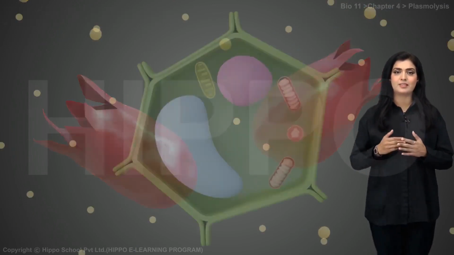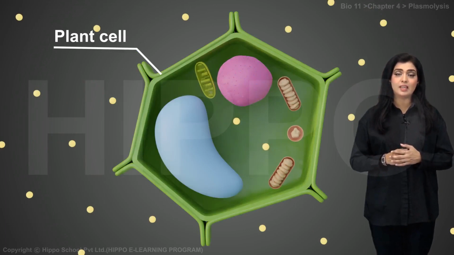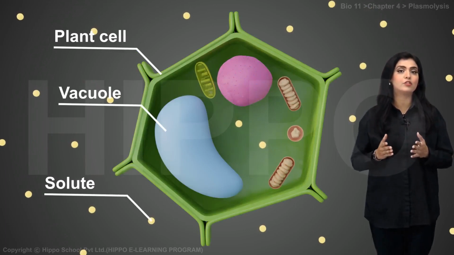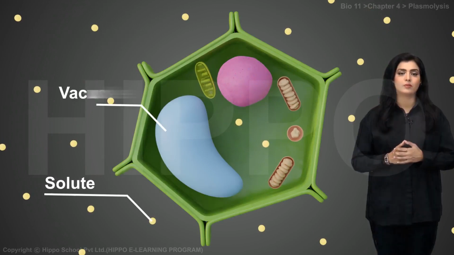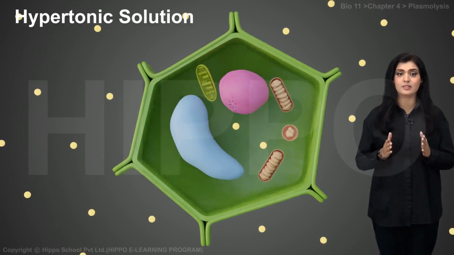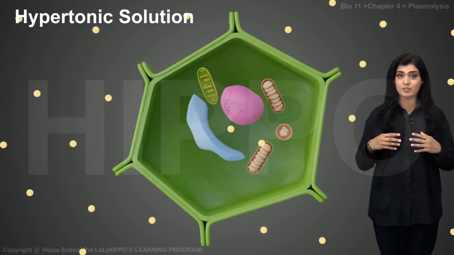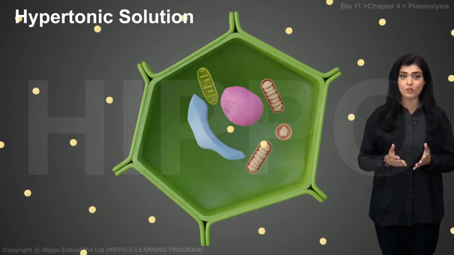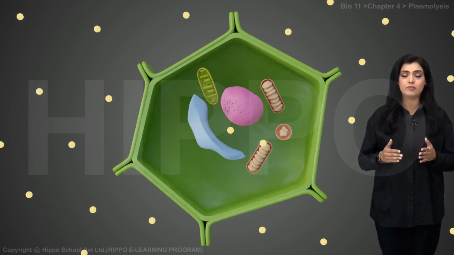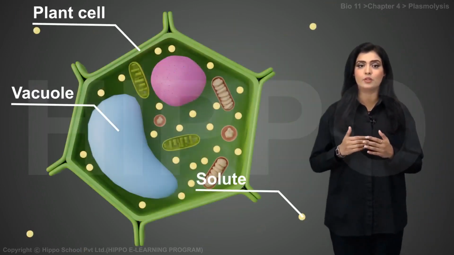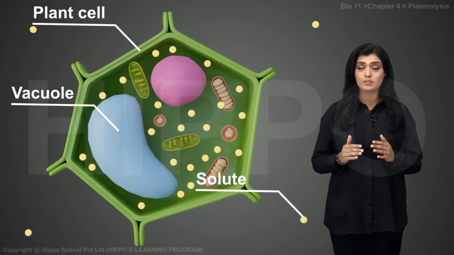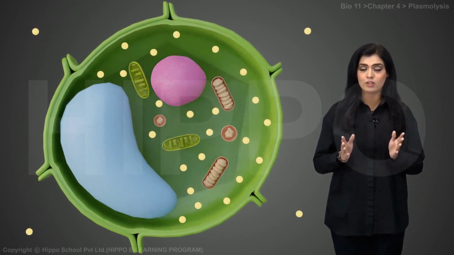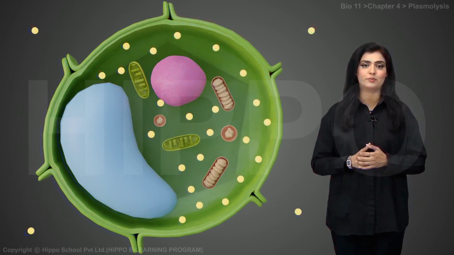If we consider the example of plants, they can withstand higher internal pressures because they have a strong cell wall outside. In a hypertonic solution, the cell membrane shrinks within the cell, but the cell wall remains intact. This is called plasmolysis. Now, if we place the plant cell in a hypotonic solution, the cell wall will swell but will not burst because it is strong enough to withstand the turgor pressure.